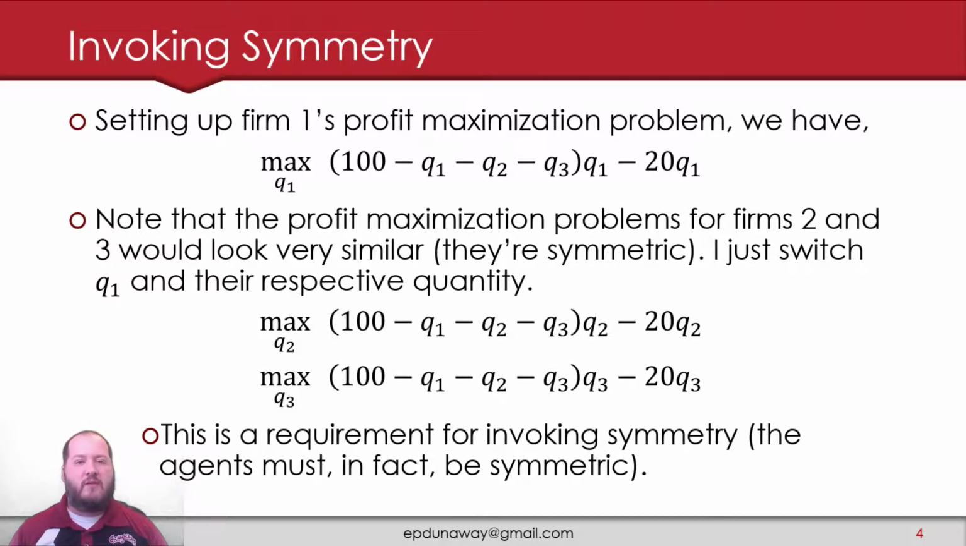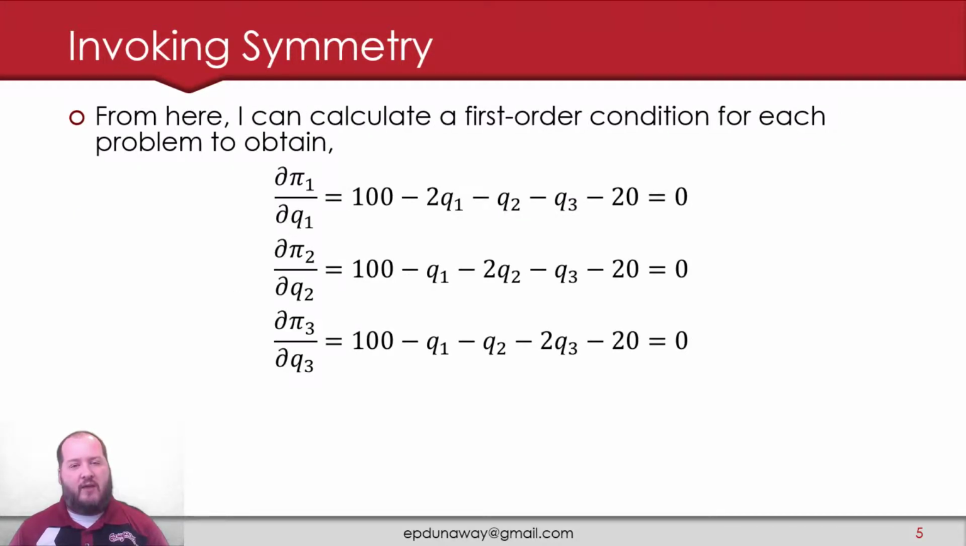So from here, I can calculate a first order condition for each problem, just like we did in the last lesson. For firm 1, I get 100 minus 2Q1 minus Q2 minus Q3 minus 20 equals 0. For firm 2, I get 100 minus Q1 minus 2Q2 minus Q3 minus 20 equals 0.